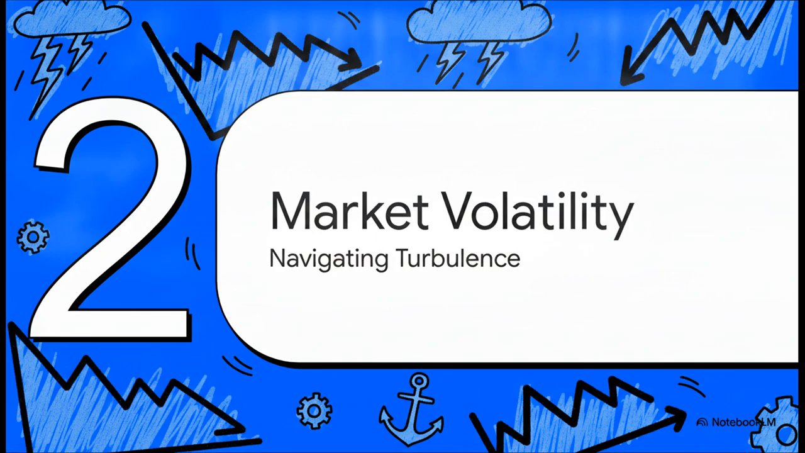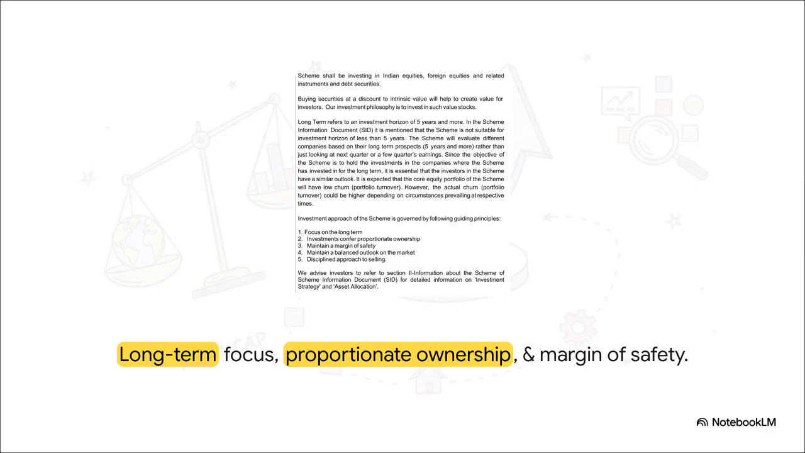Moving on to Section 2, Navigating Recent Market Volatility. Now, operating at a massive institutional scale requires a really strict philosophy. Take a look at these guiding principles. We've got a long-term focus, proportionate ownership, and that absolutely crucial margin of safety. They're constantly hunting to buy securities at a discount to their true intrinsic value. And by the way, when they say long-term, they explicitly mean an investment horizon of 5 years or more. They actually anticipate low portfolio turnover, meaning they buy companies fully expecting to hold them through complete market cycles, rather than panicking over next quarter's earnings report.